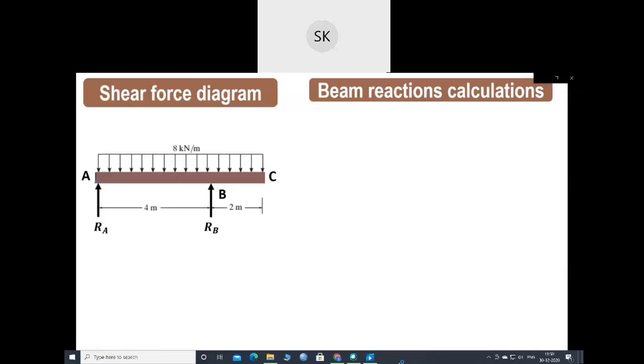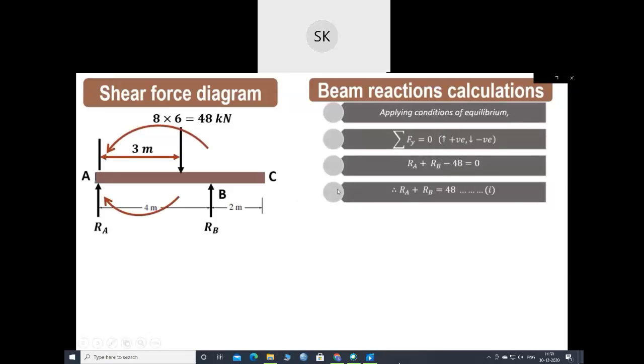So we convert this uniformly distributed load into a point load: 8 into 6, that is 48 kilonewton, and it will be acting at the center of the 6 meter length, that is 3 meter. Now we'll apply the conditions of equilibrium to find out the beam reactions.